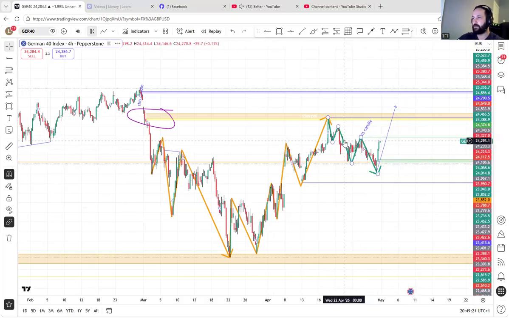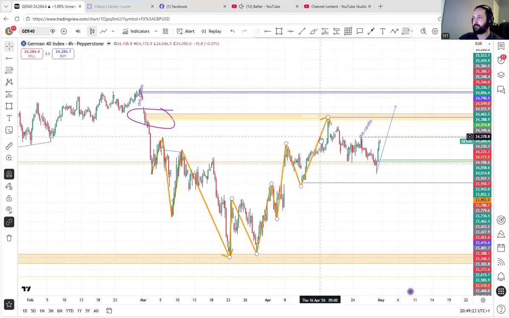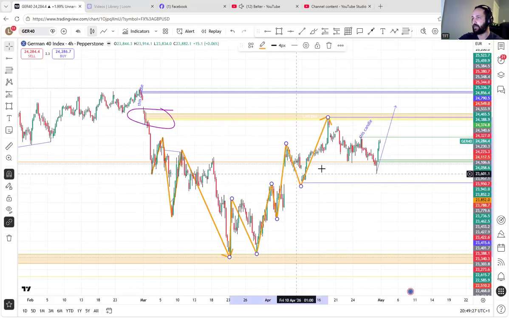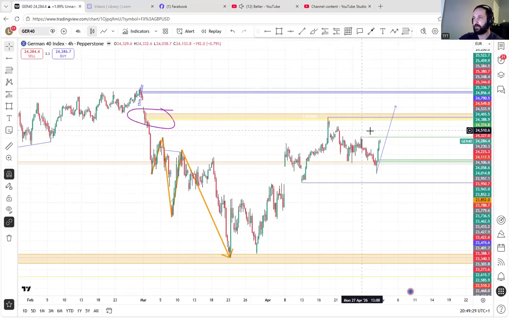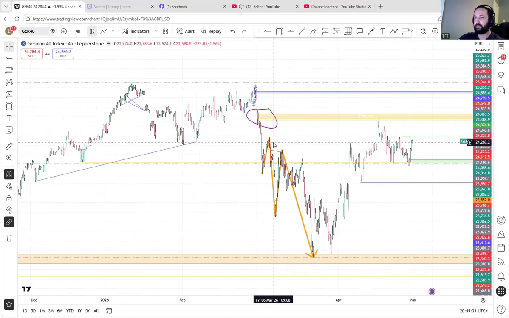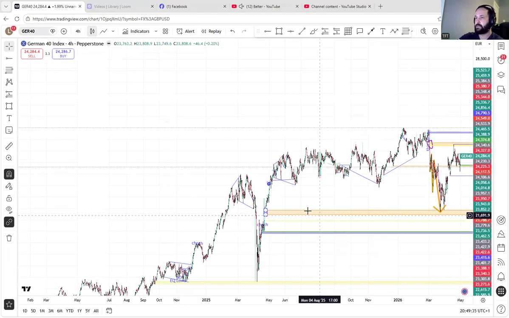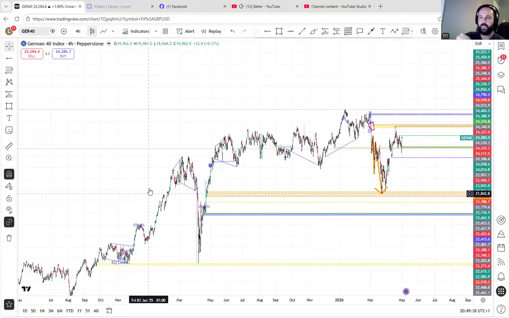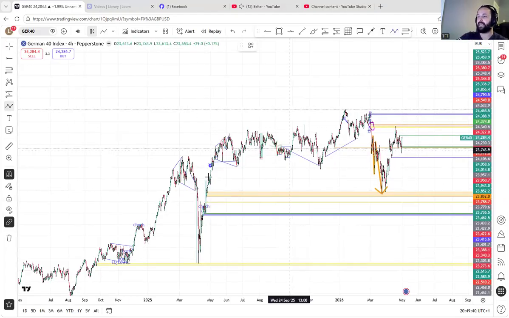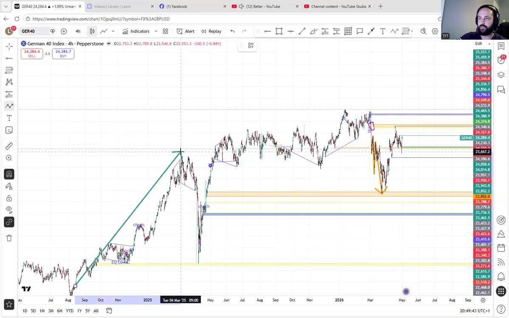The orange lines are what I class as my 15 minute, and green is usually 1 minute. My red arrows are my 4 hour. So ideally what we want is, down here, we've got a huge 4 hour structure somewhere around here.